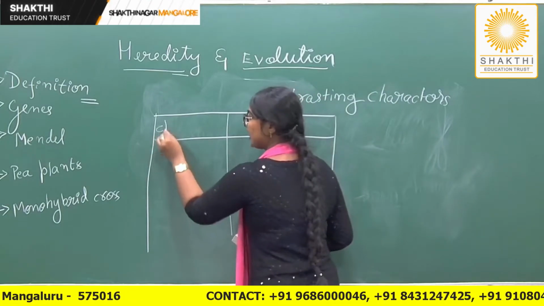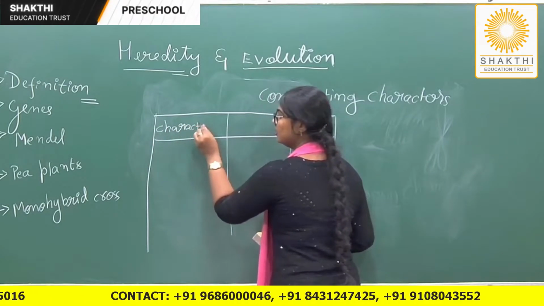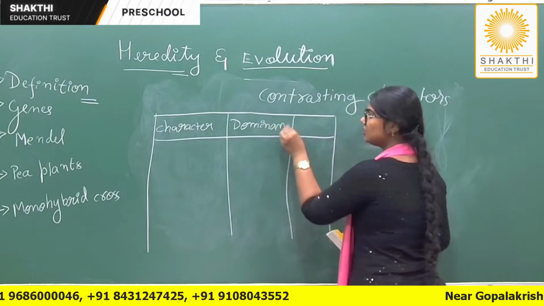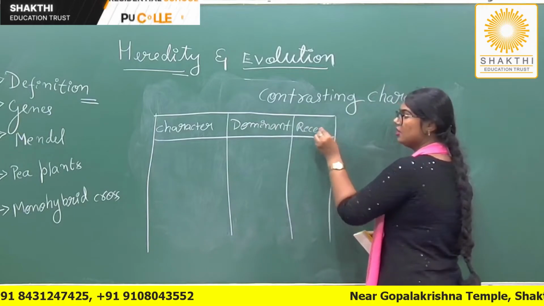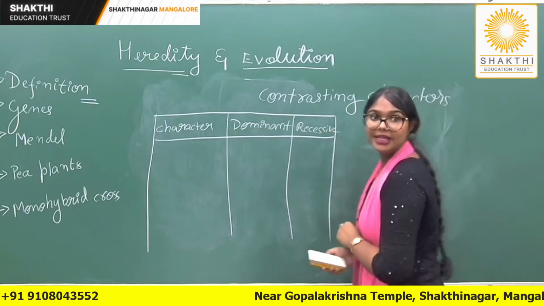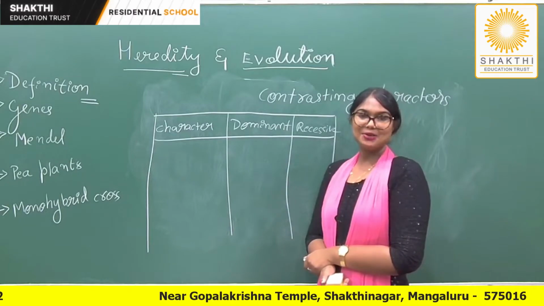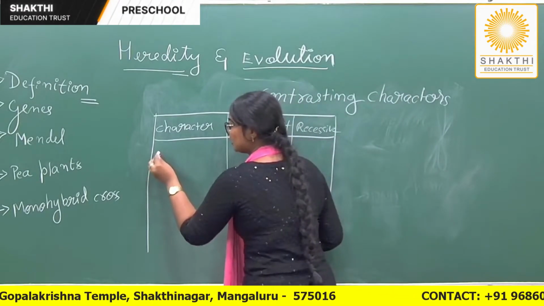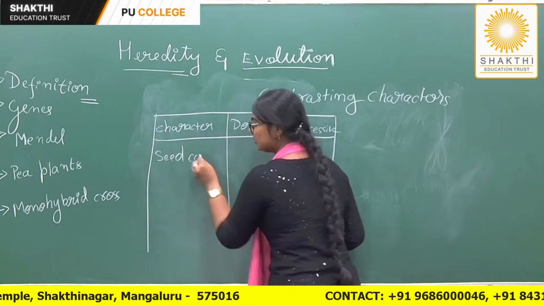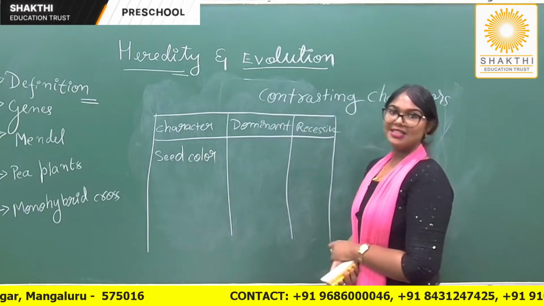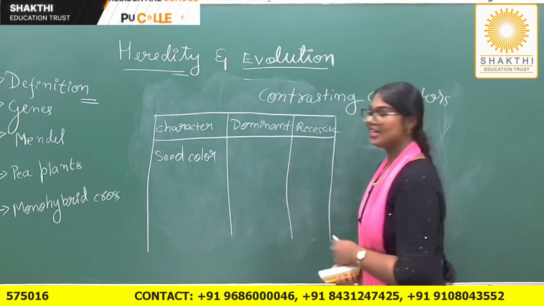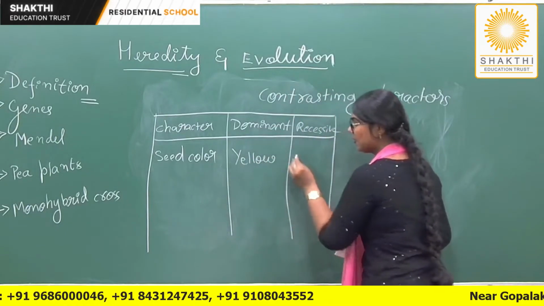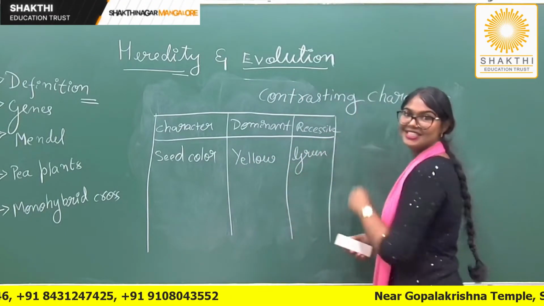first we'll take the character and then we'll take what is dominant. We'll come to this dominant and recessive part later on, but for now we shall quickly see what are the characters used by Mendel. First one, the color of the seed, that is nothing but seed color. In pea plants we have two seed colors. First one is the yellow seed and second one is the green seed.